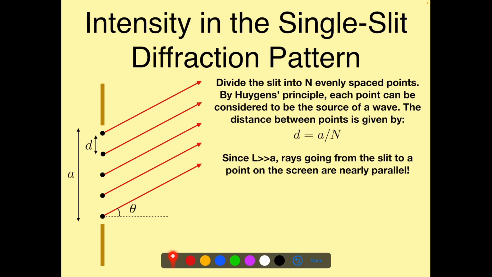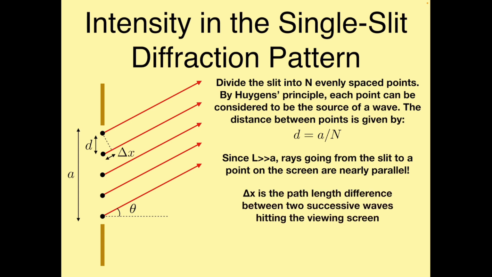Okay, the other thing to note is that these outgoing rays make a certain angle with respect to our center line, and that's what we always call theta. Okay, so next, let's consider the path length difference between two successive waves that are hitting the viewing screen. So if I emit a wave from this point on the slit, and there's also a wave being emitted from this neighboring point on the slit, they travel different distances to get to the same point on the viewing screen.